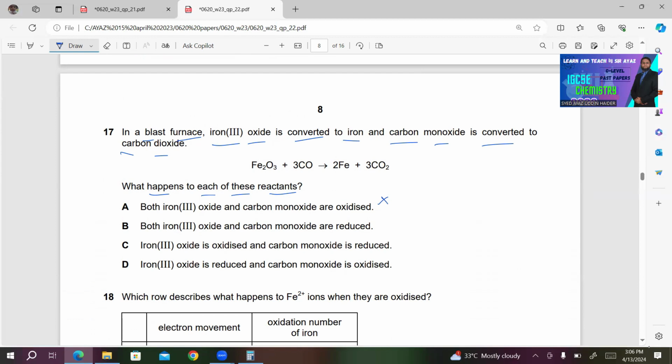B, both iron 3 oxide and carbon monoxide are reduced. This is incorrect again. C, iron 3 oxide is oxidized. Carbon monoxide is reduced. This is again incorrect. The last statement is left, which is the right answer in this case. I am reading the statement: Iron 3 oxide is reduced and carbon monoxide is oxidized.